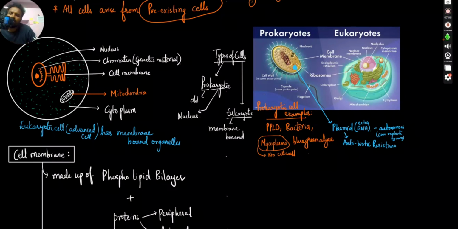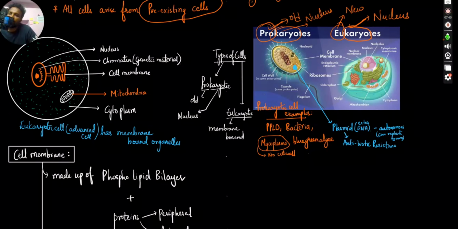So then, when it comes to cells, we have two types of cells, prokaryotes and eukaryotes. Pro means old, eu means new, right? Karyon means nucleus. So old nucleus cells and new nucleus cells. What do you mean by old and new? In the beginning, when the cells are old, what happens to those cells?